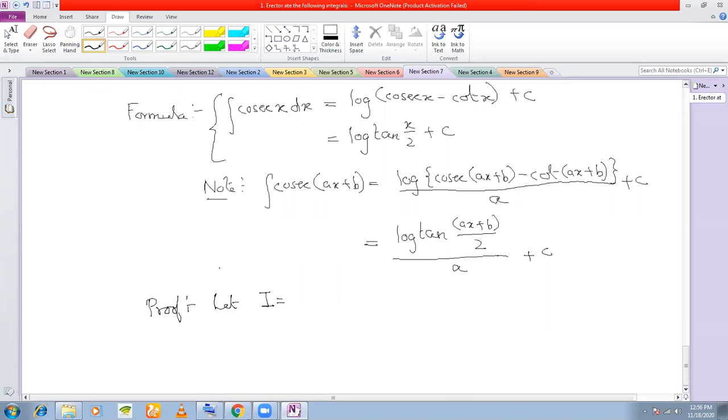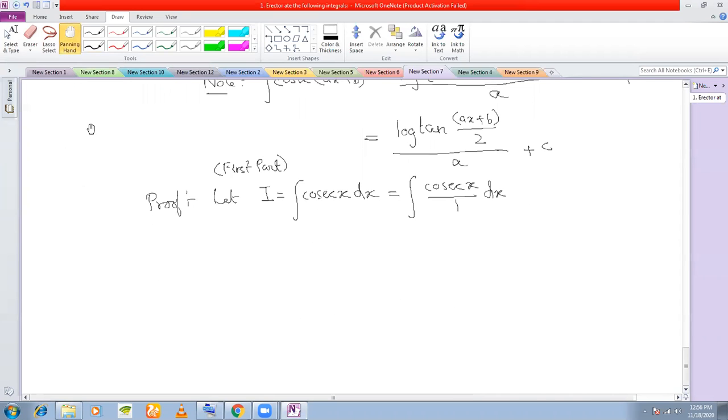Let I is equal to integral cosec x dx. Now what you do is, this is actually cosec x divided by 1 dx, right? So what you do here is that you multiply the numerator and denominator by cosec minus cot. Why cosec minus cot? We'll see later. So cosec x, you multiply the numerator and denominator by cosec x minus cot x.